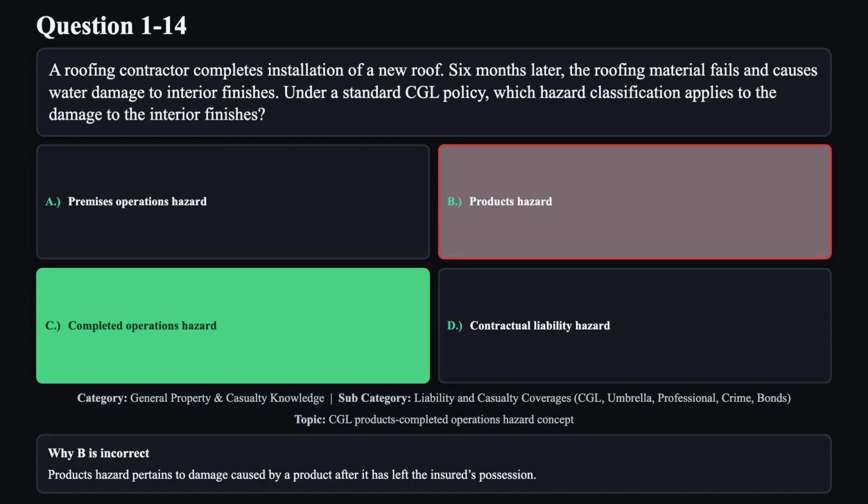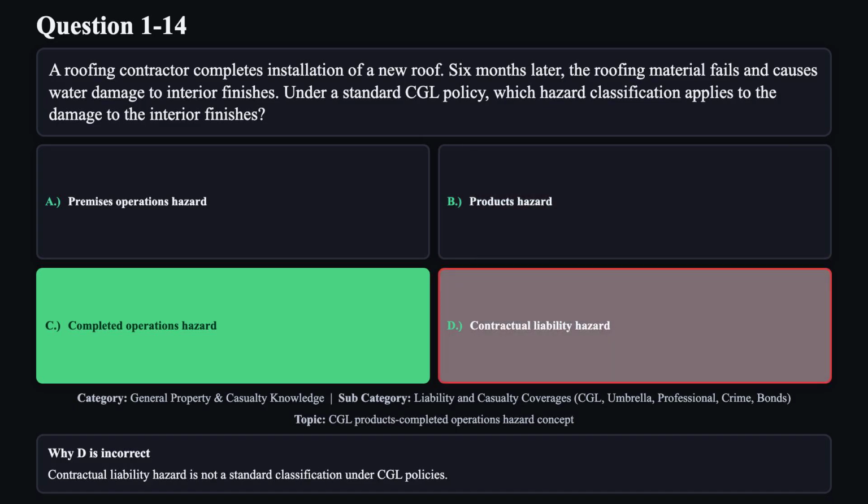Reason B is not correct. Products hazard pertains to damage caused by a product after it has left the insured's possession. Reason D is not correct. Contractual liability hazard is not a standard classification under CGL policies.